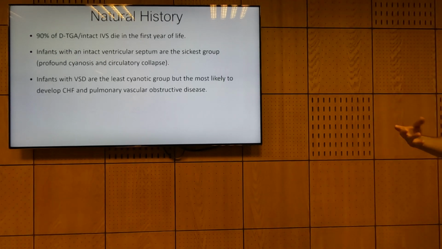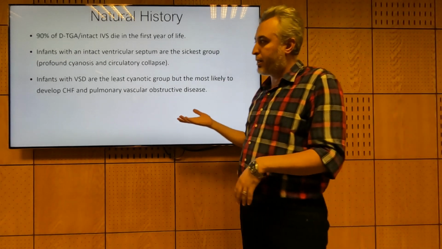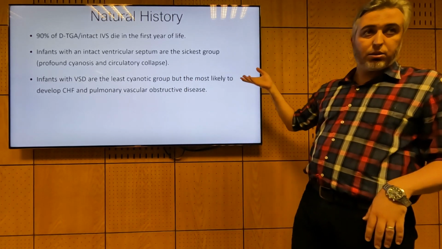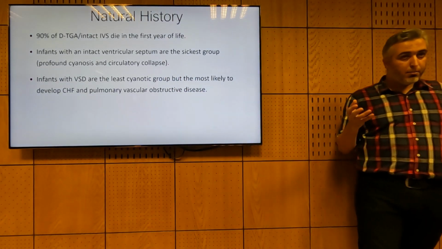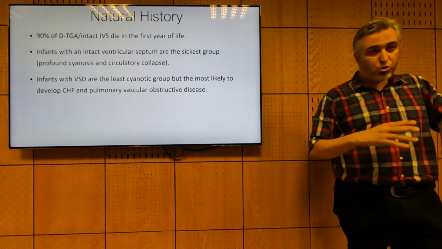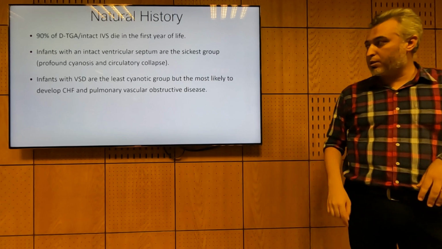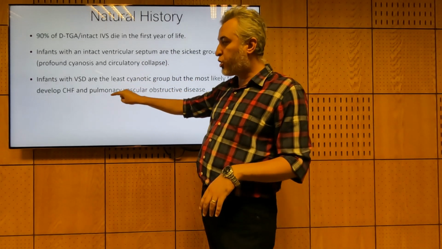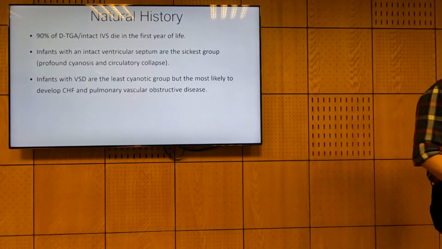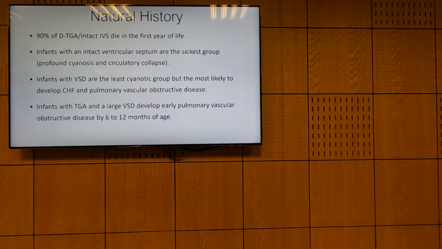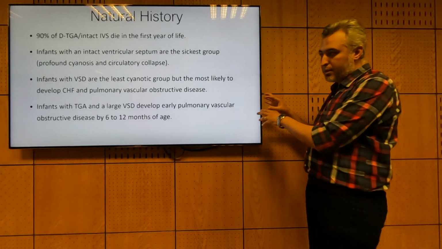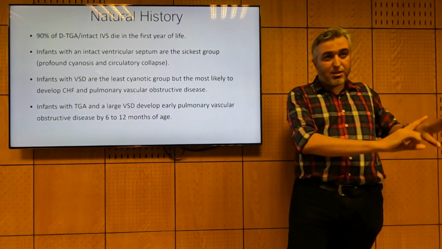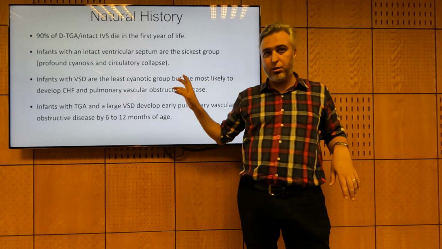On the other hand, patients with an associated VSD, obviously the bigger the VSD, the more effect. They are less cyanotic because this is a site of mixing, but also because the pulmonary blood flow will be very high, so some of that blood will be able to cross to the other side. They are less cyanotic, but they very quickly develop congestive heart failure and pulmonary vascular disease. Actually, patients with TGA and VSD develop pulmonary vascular disease, I mean Eisenmenger syndrome, a lot earlier than patients with the same size VSD who have a normally connected heart.